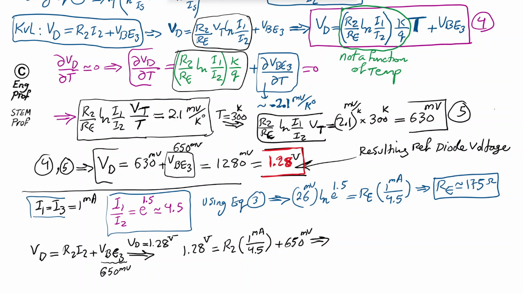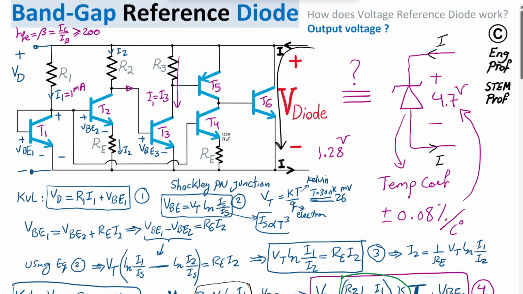So as a result, I get R2 roughly on the order of 2.85 kilo ohm. So it's again a reasonable size resistor. It's not very large, and it's a reasonable size that we can actually design even in chip design. Okay, so that's R2. What about the last one, which is, let's say, the R1?